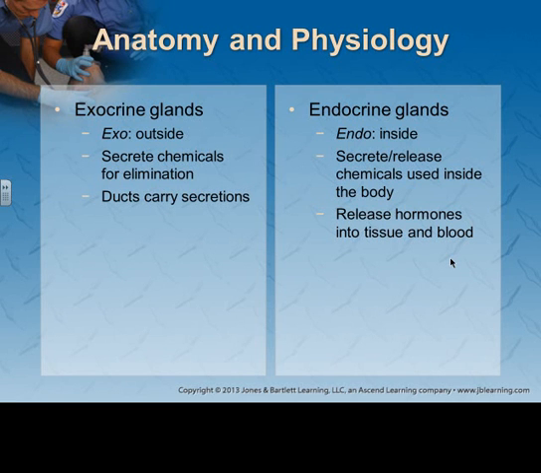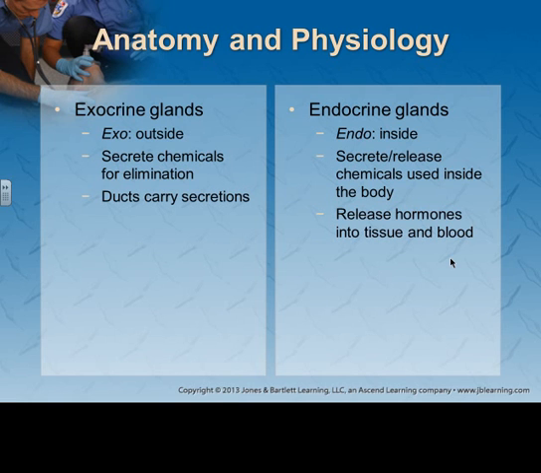You've got your exocrine glands, which secrete the chemicals through ducts. And then your endocrine glands, they secrete chemicals inside the body into the tissues and the blood. With the exocrine, these chemicals are secreted for elimination. These ducts carry the secretions to the surface of the skin or directly into a body cavity. Your examples would be like your sweat glands or your salivary glands, and also your liver.